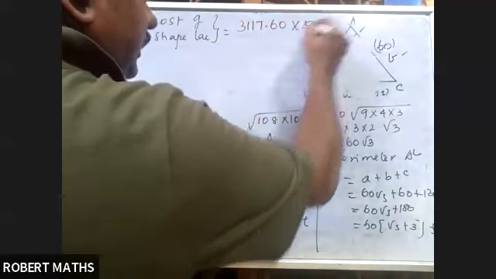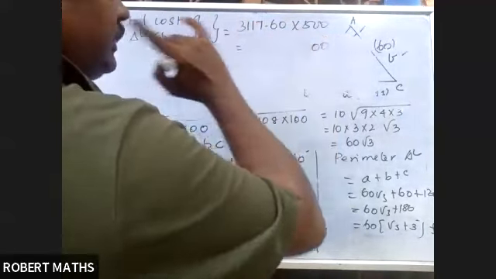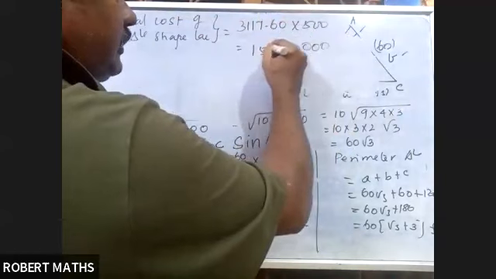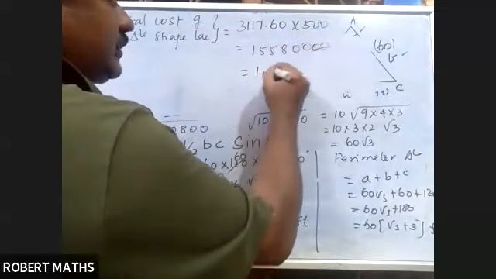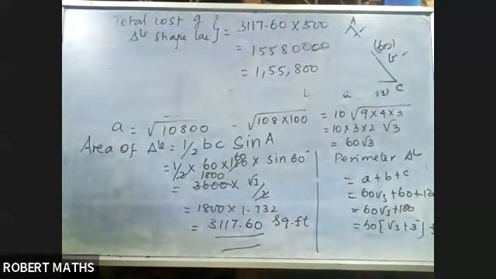3117.60 into 500. Taking approximately 3000 square feet into 500. 5 sixes are 30. We'll get 155,800, sir. 155,800. We have to shift two places. So we'll get 1,55,800. Is it right? 3000 into 500. Yes, sir. We'll get 1,55,800 rupees.